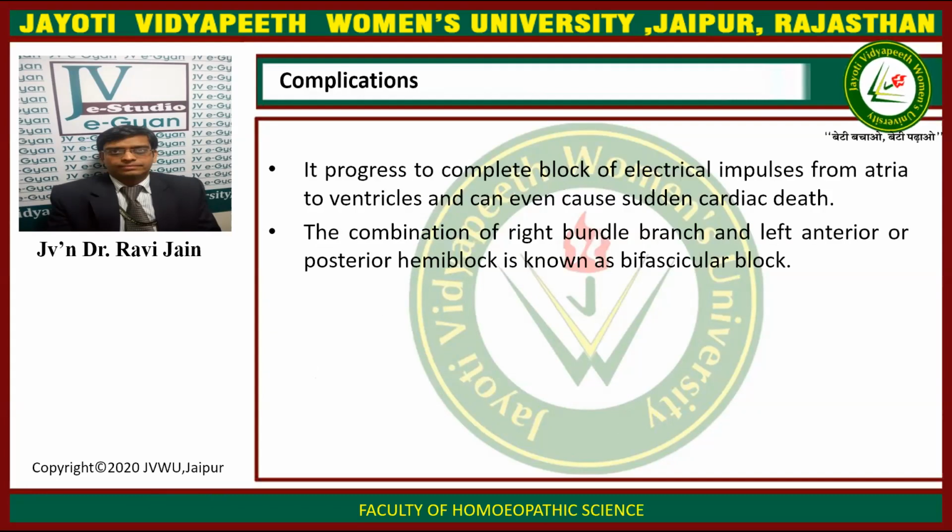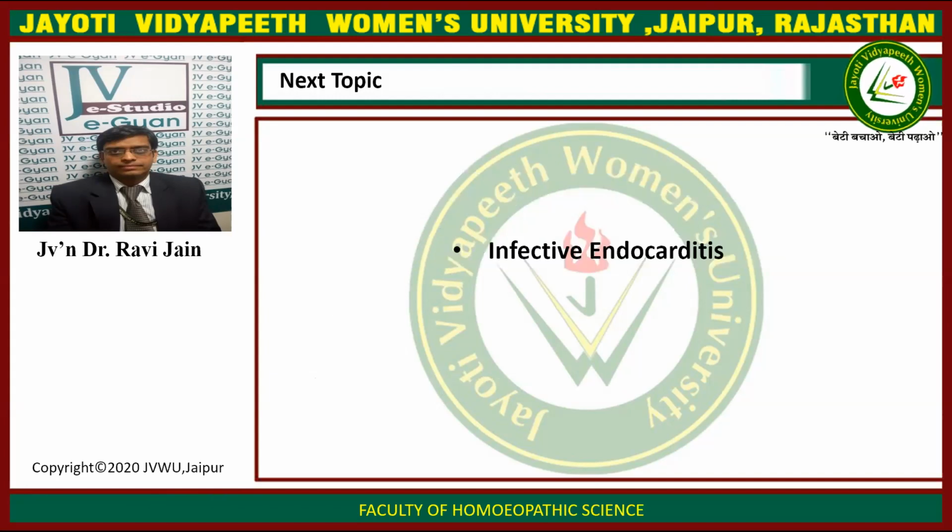Now, what are the various complications that can happen in a bundle branch block? It progresses to complete block of the electrical impulses from the atria to the ventricles and can even cause sudden cardiac death. A combination of right bundle branch block and left anterior or posterior hemiblock is known as bifascicular block. This was all about atrioventricular block and bundle branch block.